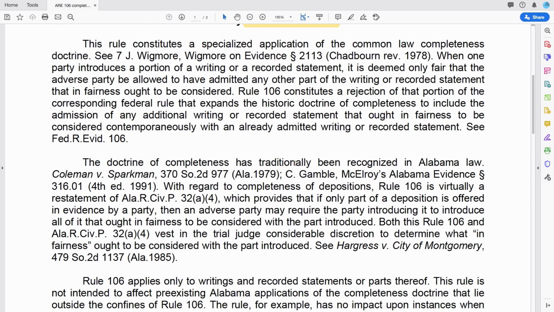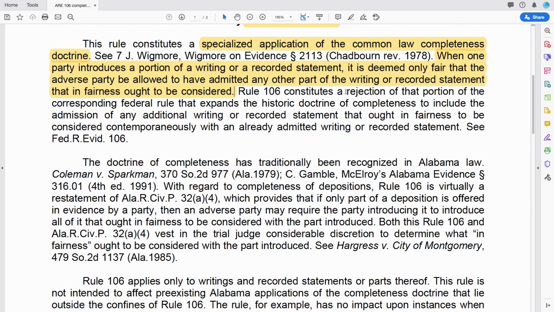Now this is specific to Alabama, but if you're in another state, you look up your rule and you'll probably have something similar. So it says, look, this is a specialized application of the common law completeness doctrine. And this is a famous book on evidence called Wigmore on Evidence. It says, let me get this highlight, when one party introduces a portion of a writing, it is deemed only fair that the other party be allowed to have admitted any other part of the writing that in fairness ought to be considered.